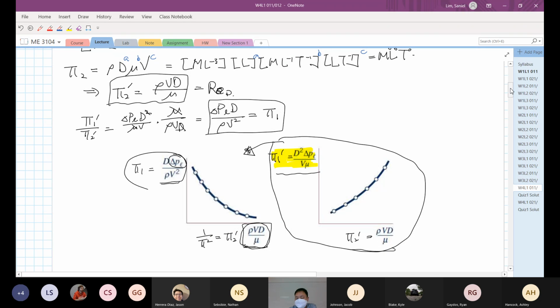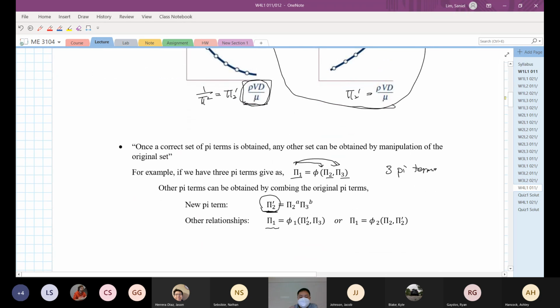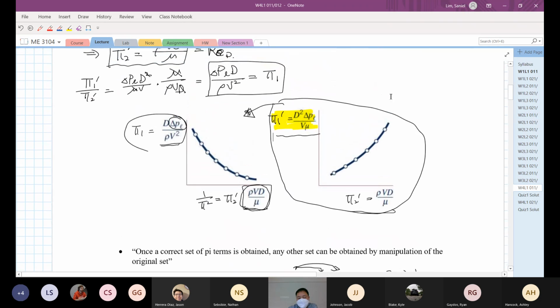All right, what's the point? If you find the two pi terms, which is the number of pi terms you originally calculated from the problem, then those two are independent. If you find another set of pi terms, then those combinations are dependent on another pair of the pi terms. It's a little confusing, but I just want to make the point.